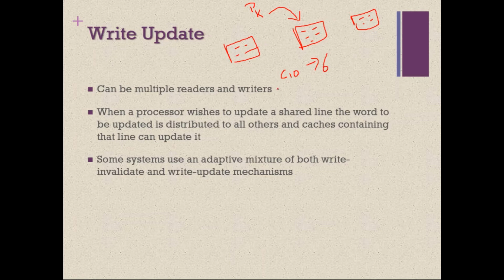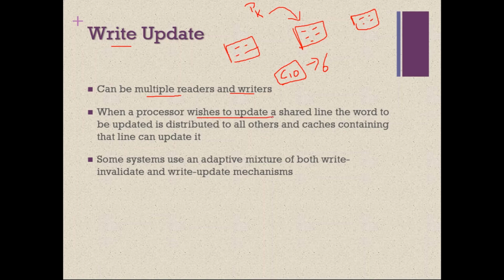So if any other processor is having the same line, maybe in their cache it may be a different line number, but the content is the same, if the content is matching, then they will also modify it. That concept is called write update. After performing a write operation, the processor will immediately communicate to all the other processors that I have made this change, you also update. So there can be multiple readers and multiple writers here.